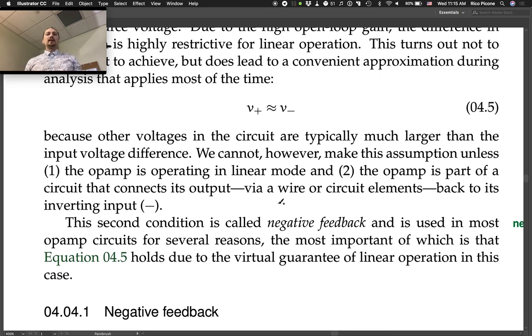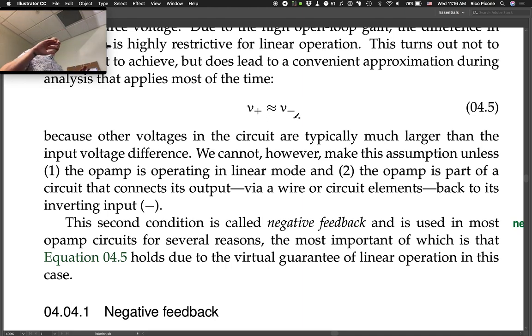We cannot, however, make this assumption unless, and this sort of goes both ways, the op amp is operating in linear mode. So in order for the op amp to operate in linear mode, this has to be approximately true. In order for that to be approximately true, it has to be operating in linear mode. And then the second one is the op amp is part of a circuit that connects its output via a wire or circuit elements back to its inverting input. The second condition is called negative feedback and is used in most op amp circuits for several reasons, the most important of which is that equation 4.5, or this V plus is approximately equal to V minus equation, holds due to the virtual guarantee of linear operation in this case.